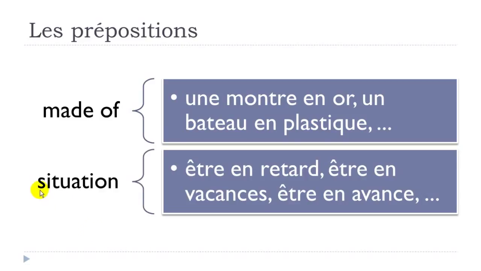If you want to express the situation you are in, for instance, to be late, être en retard, être en retard. And then the other option here, être en avance, all right? So if you're coming earlier, then être en avance. Être en vacances, to be on holiday, so être en vacances. So in all these situations, like en retard, en vacances, en avance, we will use this preposition en.